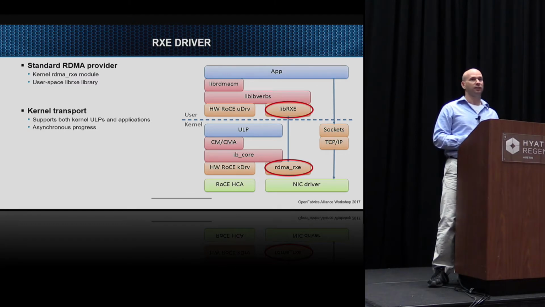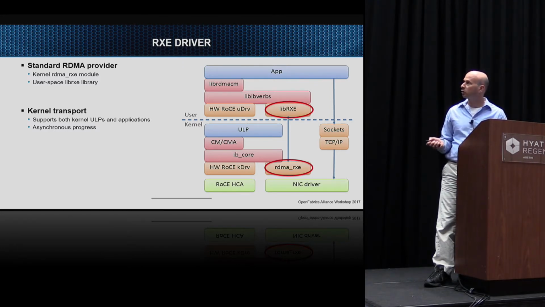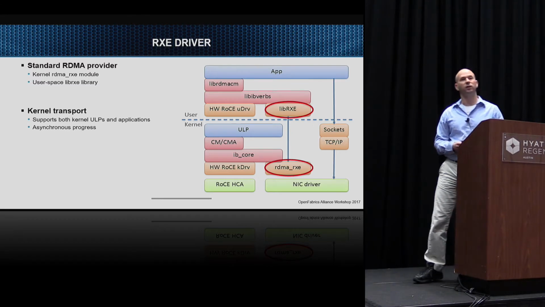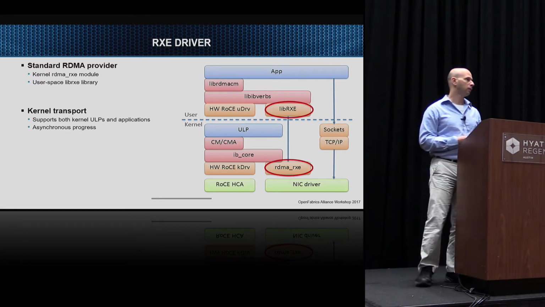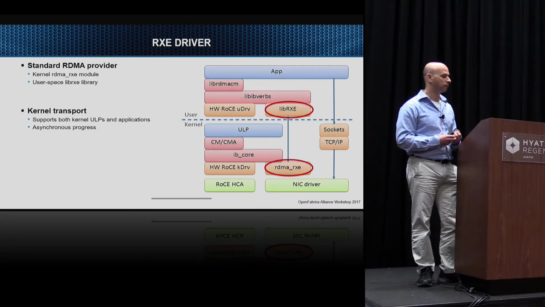SoftRoCE is implemented as a standard RDMA provider. It has a kernel module called rdma_rxe, and it has a user space library called librxe. This allows supporting both standard applications and kernel ULPs such as iSER. The transport is implemented completely in the kernel, and the main benefit of that is asynchronous progress, just like TCP.